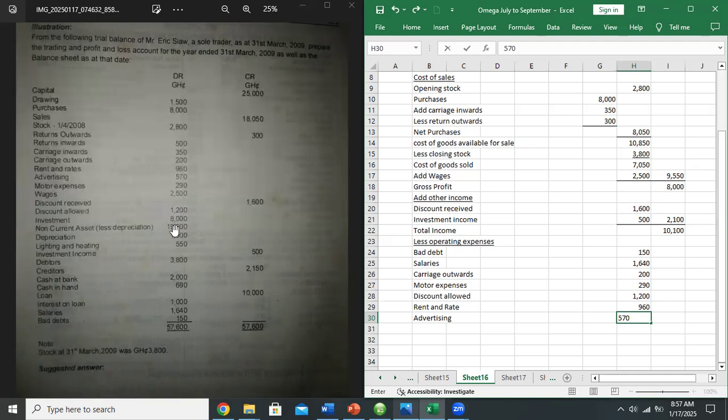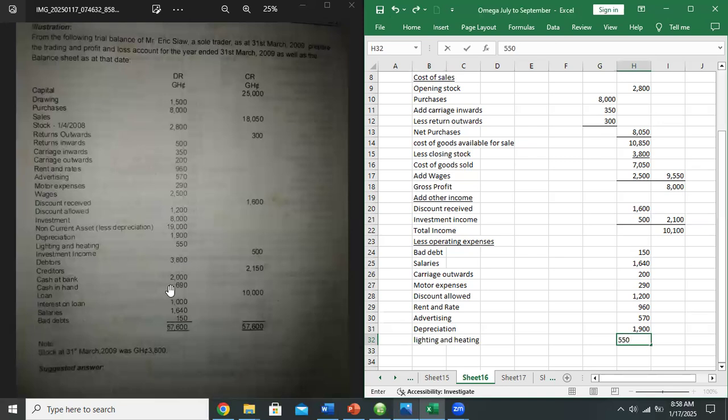Investment is an asset. Non-current asset, fixed asset. Depreciation. The depreciation is 1,900. Lighting and heating. Okay, lighting and heating, that is 550.